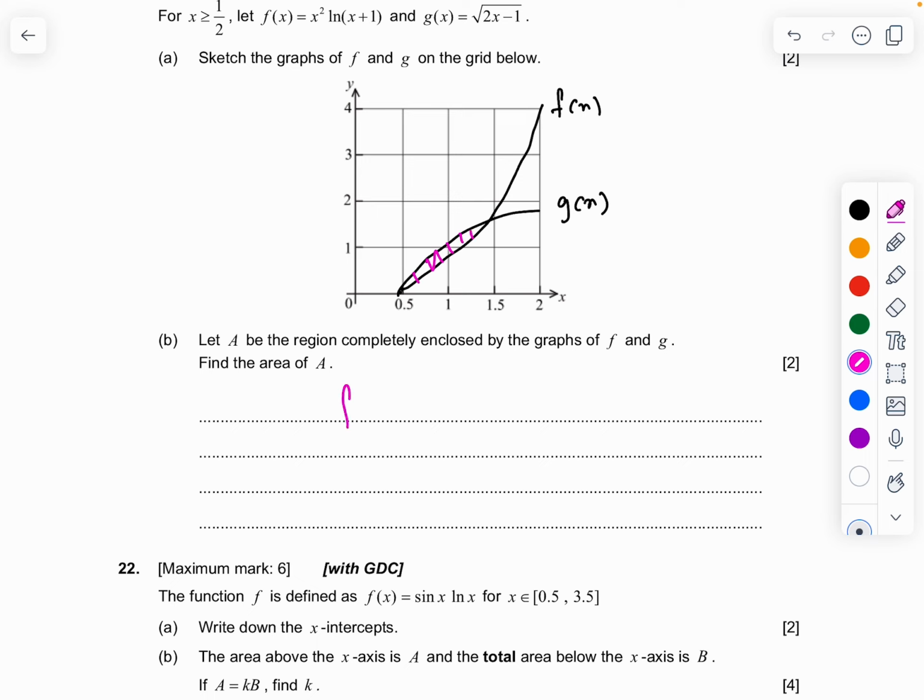But what are the limits? The limits are from, you can use the GDC. So the lower limit will be 0.50546 and upper limit will be 1.227. And simplify that or use a calculator, you should be getting 0.201.